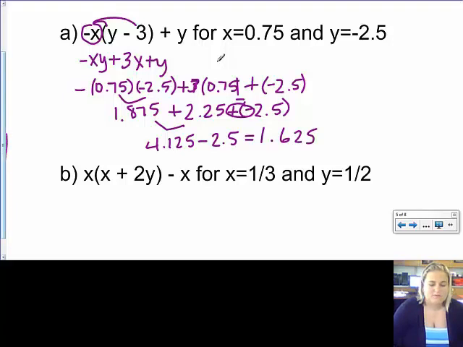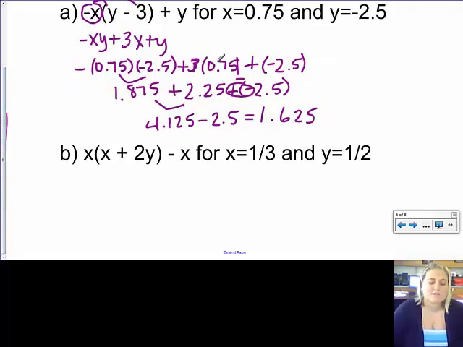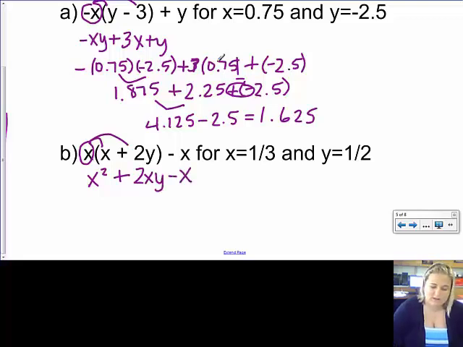On B, go ahead and pause. I want you to simplify before you evaluate. That means simplify before you substitute. Alright, so part B, we're going to take x to everything inside. So x times x gives me x squared, plus 2y times x is going to give me 2xy, minus x.